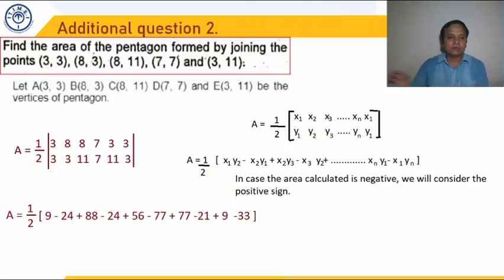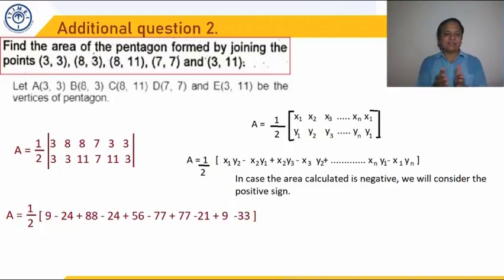Now just mind the steps. 1 by 2, 3 into 3 is 9, 3 into 8 is 24, that is minus 24. Plus 8 into 11 is 88, minus 3 into 8 is minus 24. Plus 8 into 7 is 56, minus 11 into 7 is minus 77. Plus 7 into 11 is 77. Minus 7 into 3 is minus 21. Plus 3 into 3 is 9. Minus 11 into 3 is minus 33.